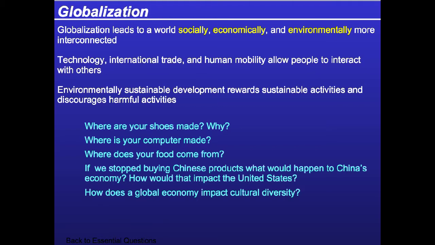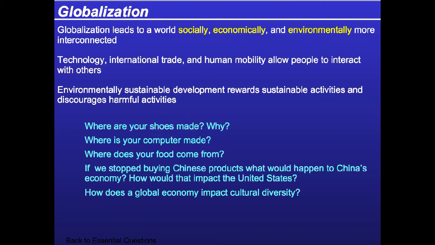Now, you are living in a global society. Globalization leads to a world socially, economically, and environmentally more interconnected. Technology, international trade, and human mobility allow people to interact with others. Environmentally sustainable development rewards sustainable activities and discourages harmful activities. And there are some questions that go along with globalization.